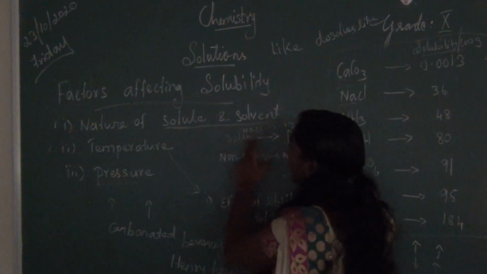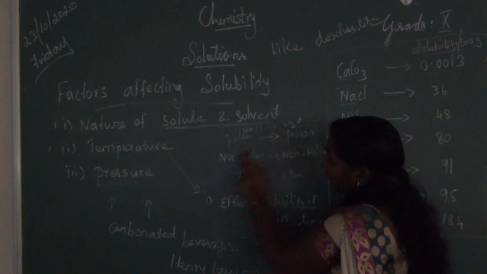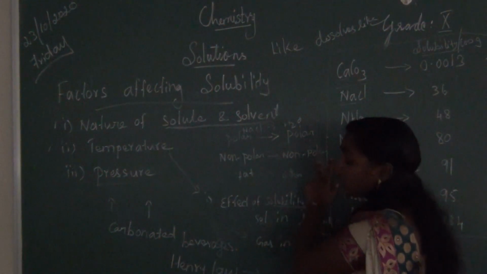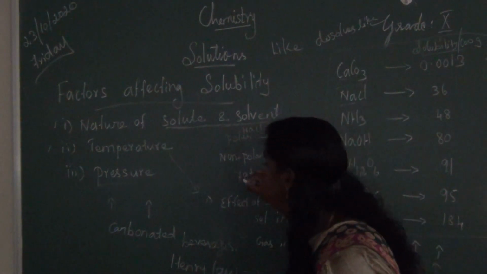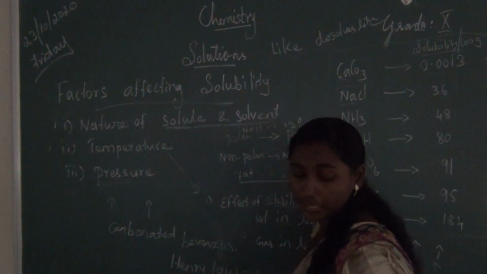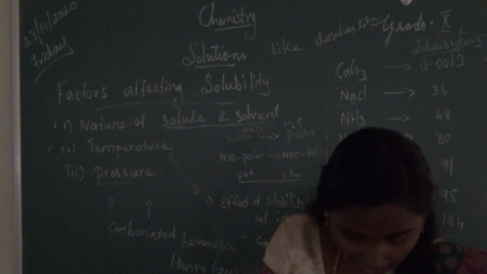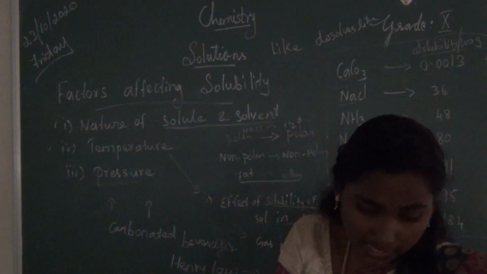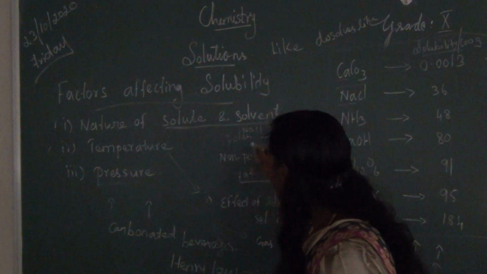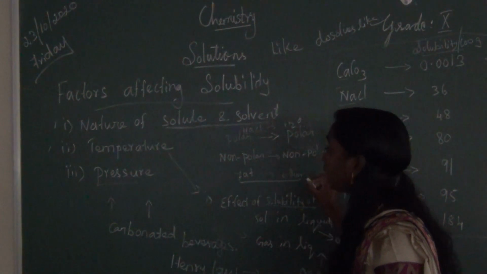Polar compound, example sodium chloride. Sodium chloride dissolves only in water. Non-polar compound, example fat. Non-polar solvent, example ether. So fat dissolves only in ether. This is one more question, so underline it. It is given in your book, page number 128, right side, second paragraph. Underline it: sodium chloride can dissolve in water, fat dissolves in ether.